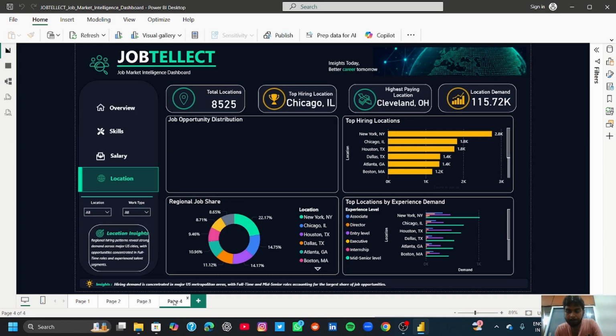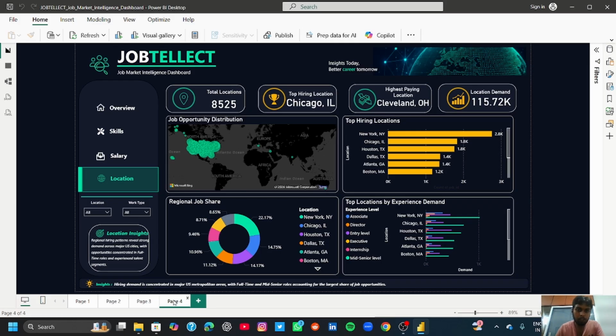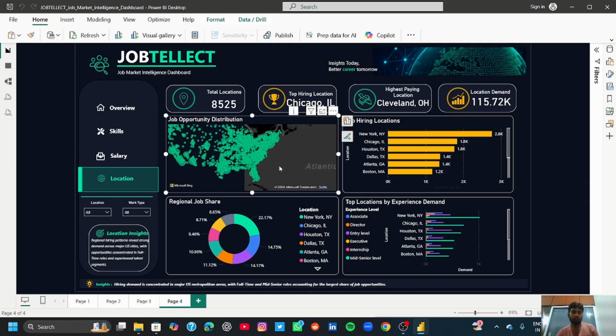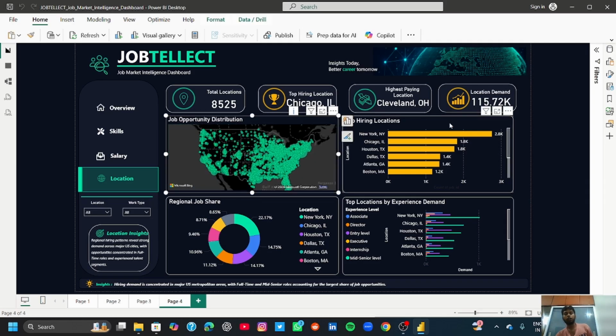Coming to the last dashboard, the top locations, where the total locations which we can see here is 8,525, where the top hiring location was Chicago, Illinois, and the highest paying location as we saw there was Cleveland, Ohio. Location demand was about 115.72K.